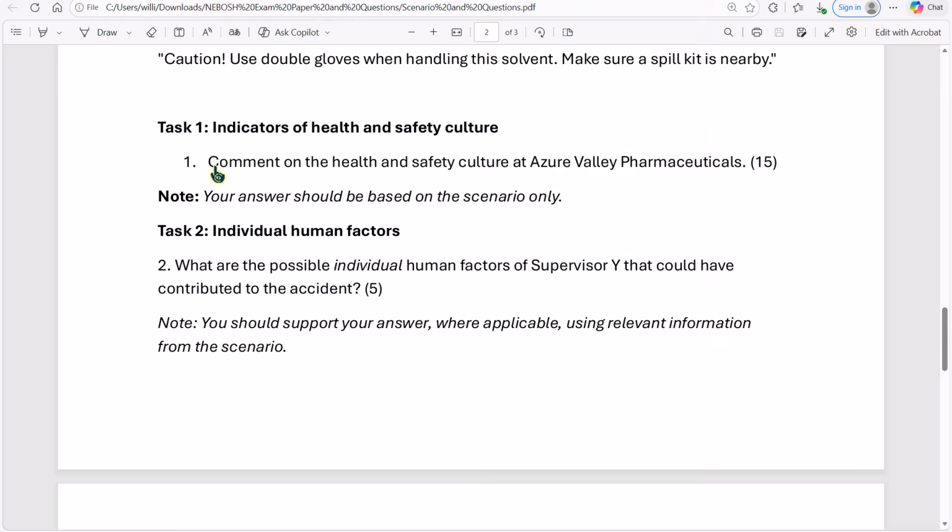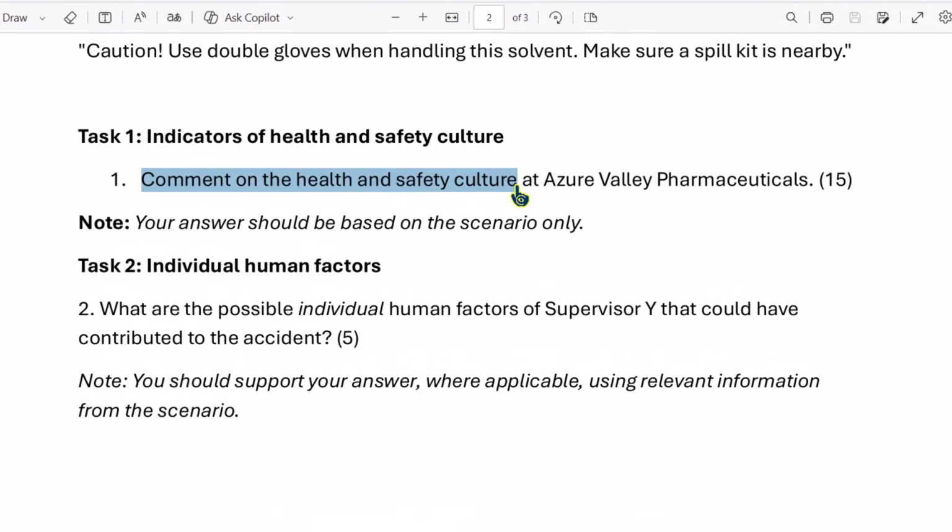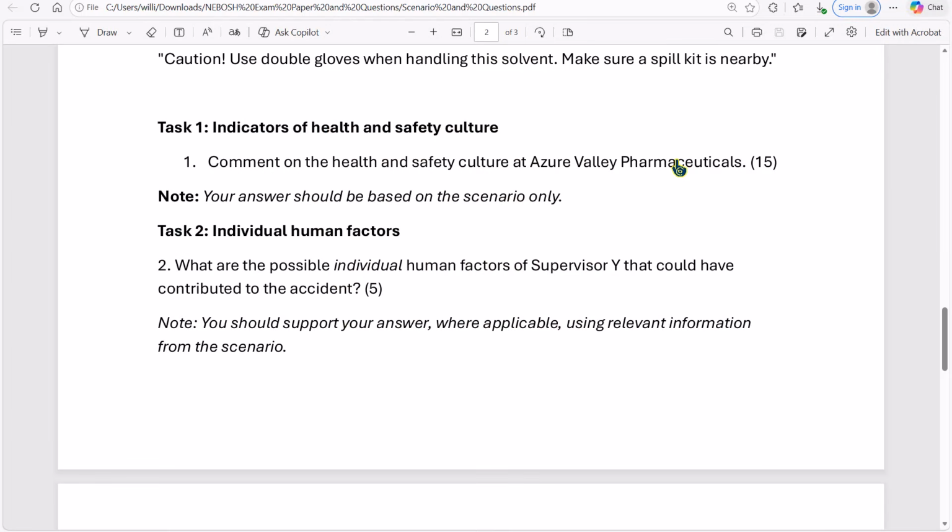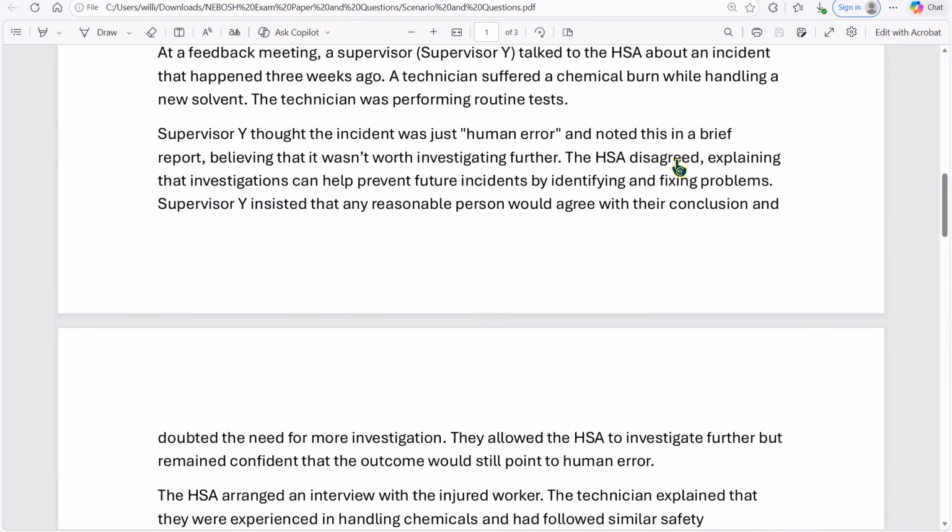Here it's asking us to comment on the health and safety culture at the company. And so we have some clues in the scenario which tell us what the culture's like, and we have to take those clues and comment on what we think the culture is like. And it's all in here. Literally, it's all in there.